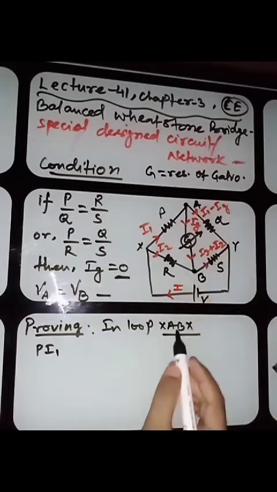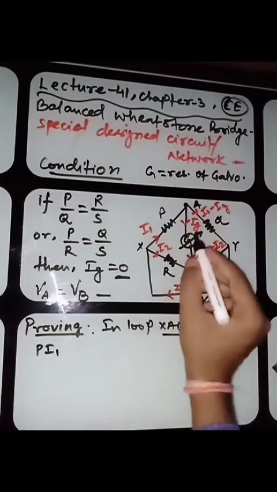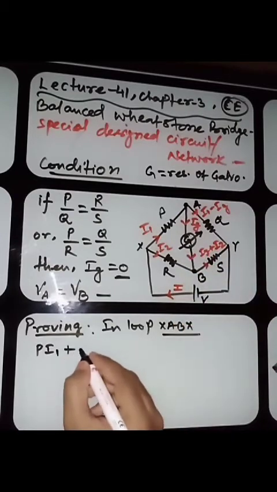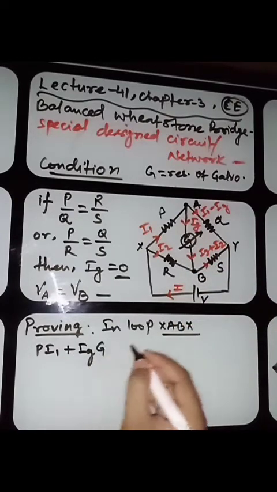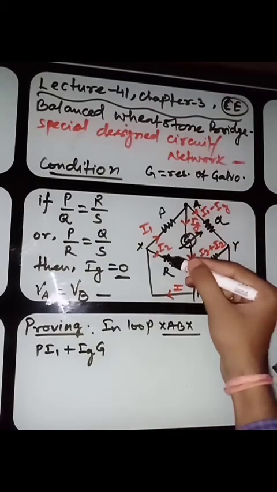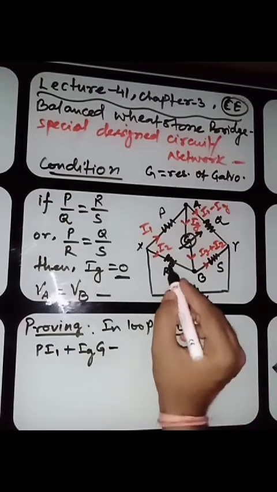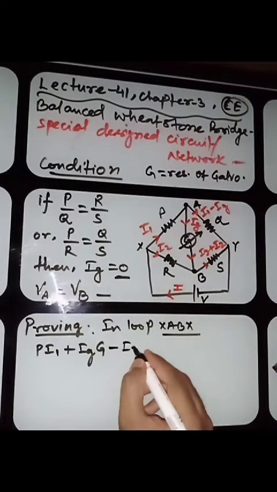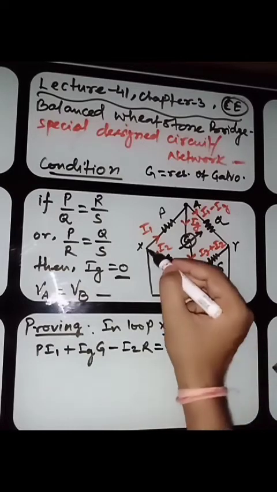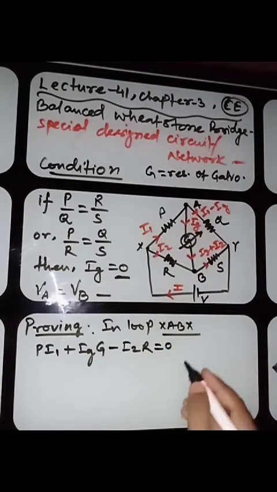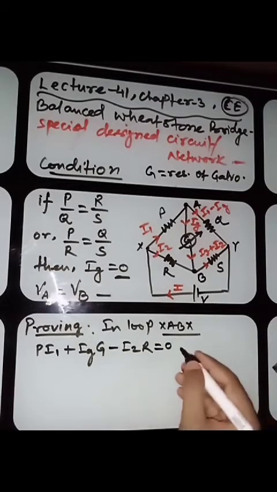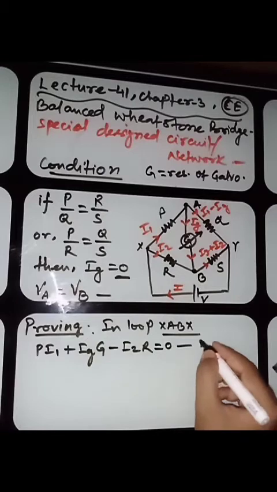So here the voltage across the resistance will be Iz times G plus Ig into G. Why? Because we are going with the direction of current. Now we have to move across this one and it will be minus I2R equals 0. We start moving from this point and reach this point. You can also simplify this one, or you don't need to simplify very much.